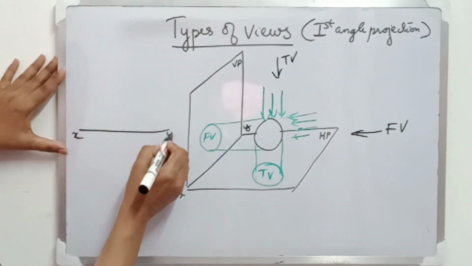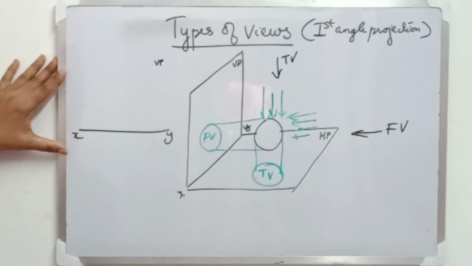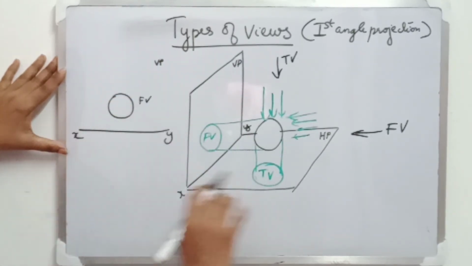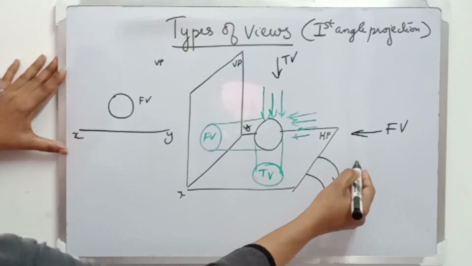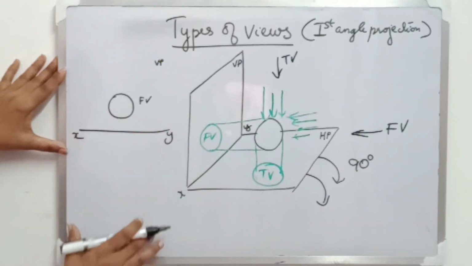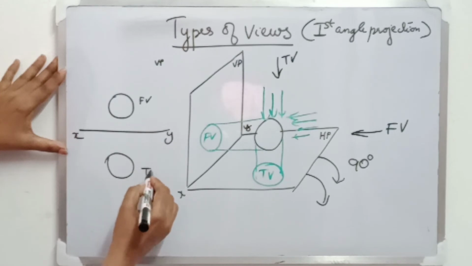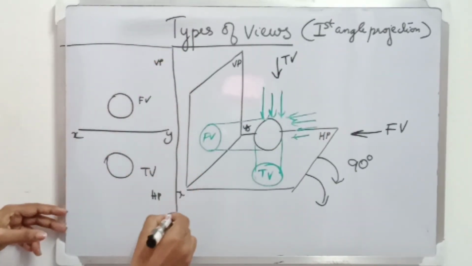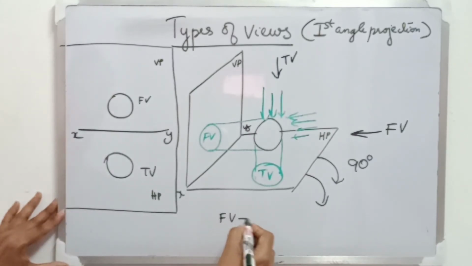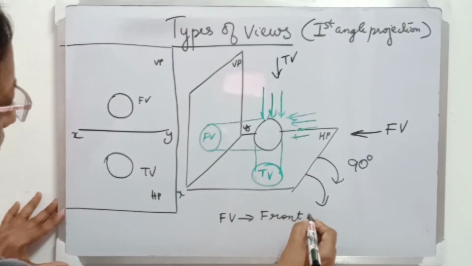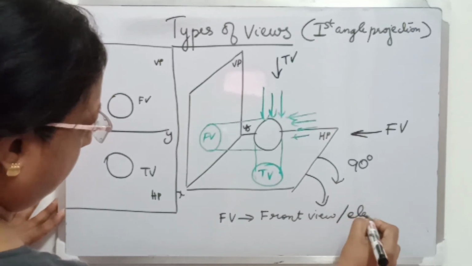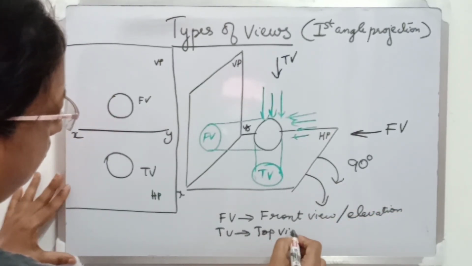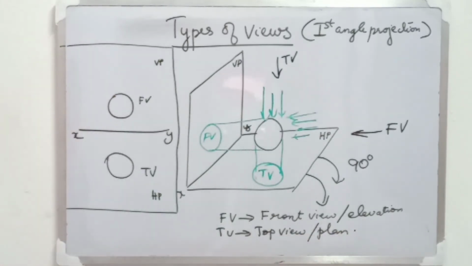Now let us draw this onto a two-dimensional plane. So drawing XY, the above region is VP. I'm drawing the front view here, and if I rotate the horizontal plane 90 degrees, the portion below the XY line is the HP, and on it we draw the top view. FV is the front view. It is also called elevation, and TV is the top view. It is also known as plan.